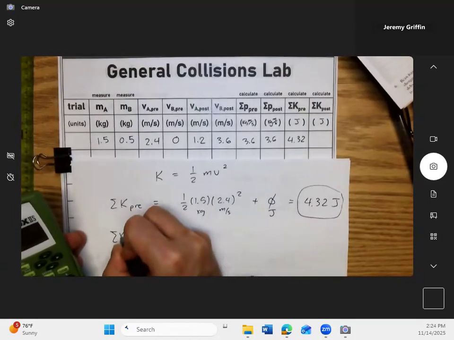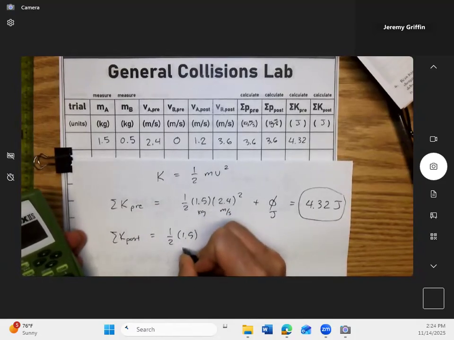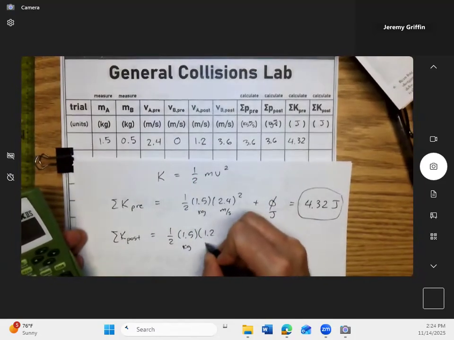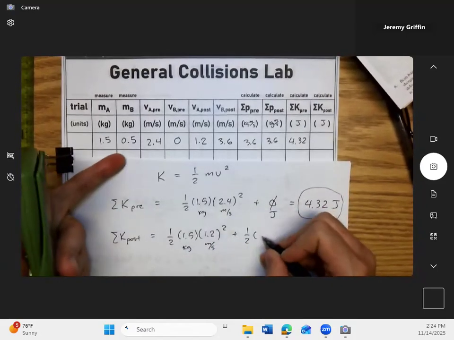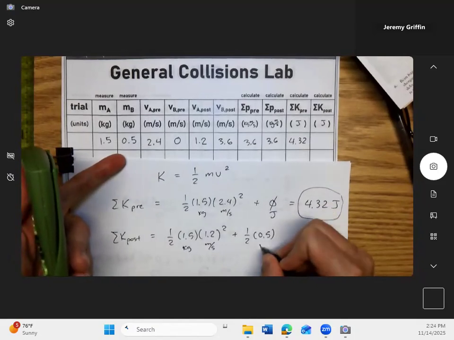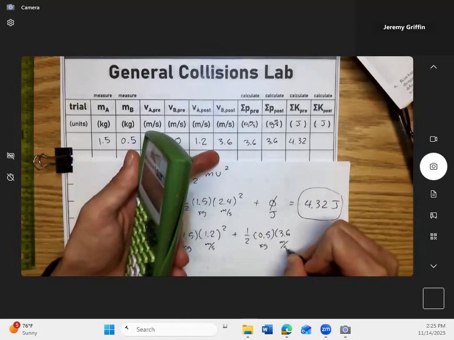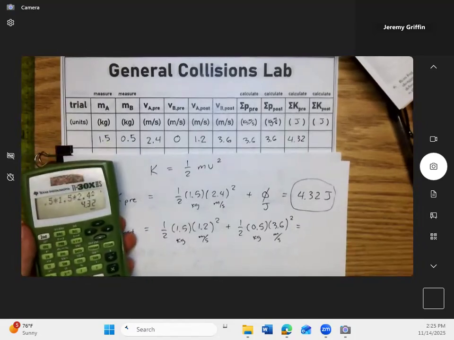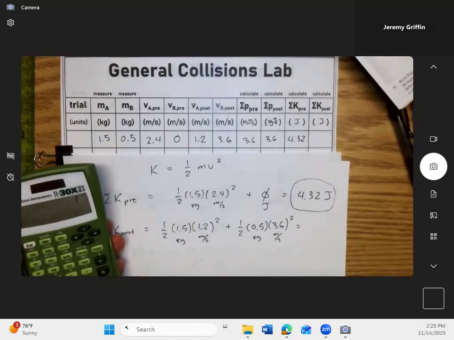What's the sum of kinetic energy post-collision? That's 1/2 times 1.5 kilograms going, post-collision, only 1.2 meters per second, squared, plus 1/2 times the other mass, 0.5 kilograms, going 3.6 meters per second, and you square that. What does that come out to? What's 1/2 times 1.5 times 1.2 squared plus 1/2 times 0.5 times 3.6 squared?